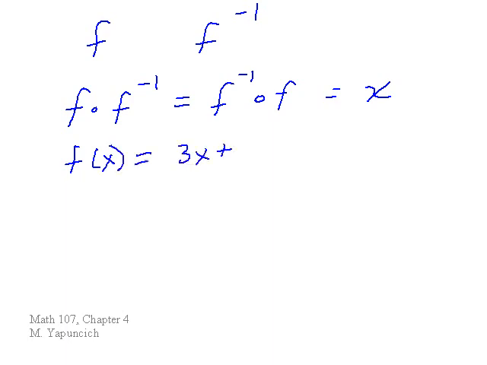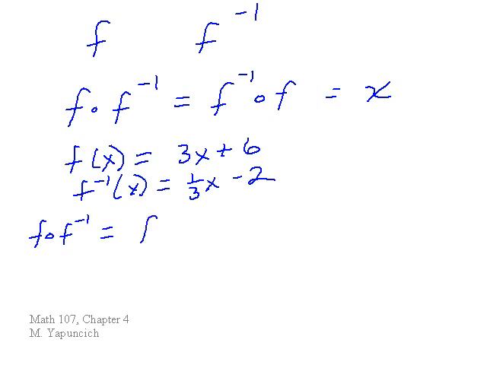So I had 3x plus 6, and I worked through all those steps, and I came up with what I'm saying is the inverse function, which is 1/3 x minus 2. Now you can't just subtract these or multiply them and get the x back. Here's how you do it. You take f composed with f inverse. I'll leave off the x's just for clarity. F is the outside, f inverse is the inside.